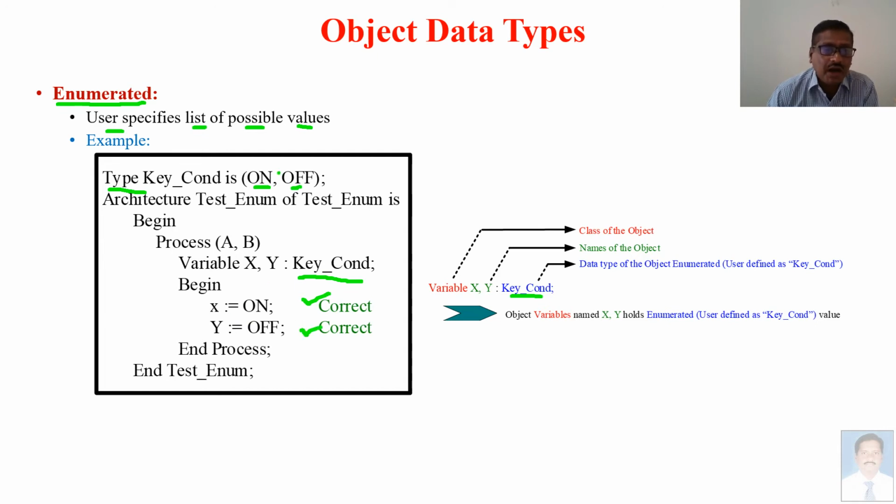But if only on is defined and off is not defined, then y is assigned as off. This will become the incorrect statement. Otherwise, it will be the correct statement. Are you getting me? And this is the end of the process.